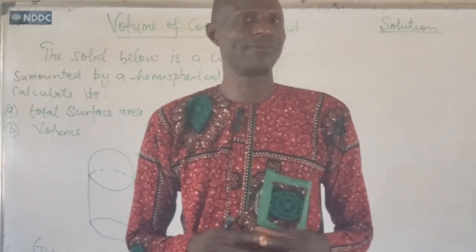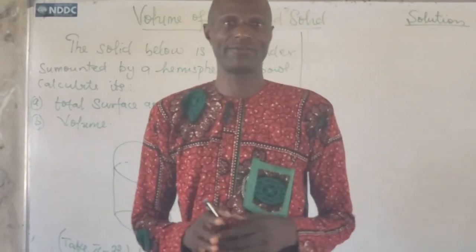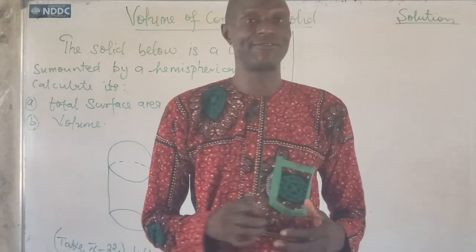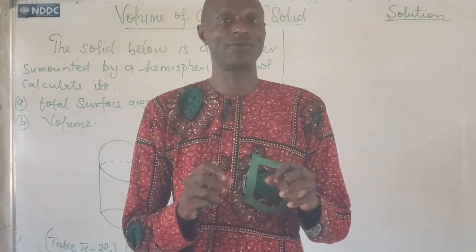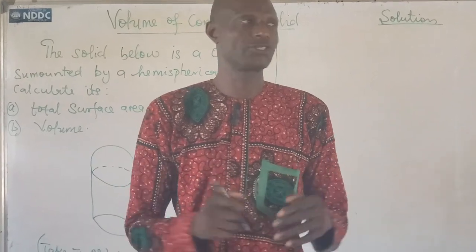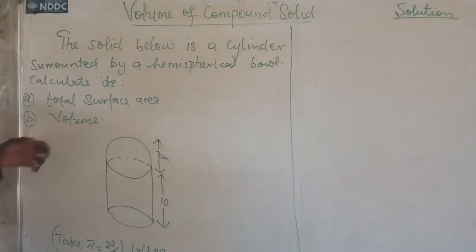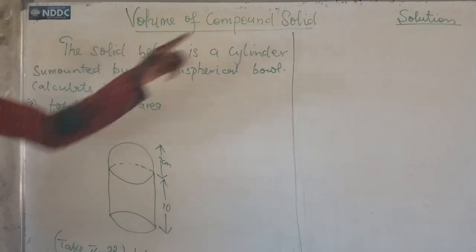We have been dealing with volume of solid. We've dealt with so many of them. Today, let us talk about volume of compound solid. Let me call it that. Compound solid, which comprises one solid and the other. Now, we should say compound solid.